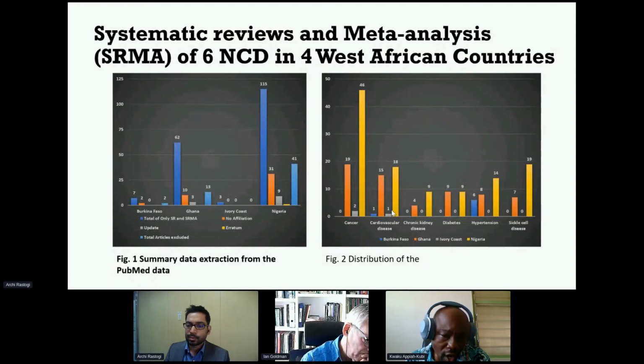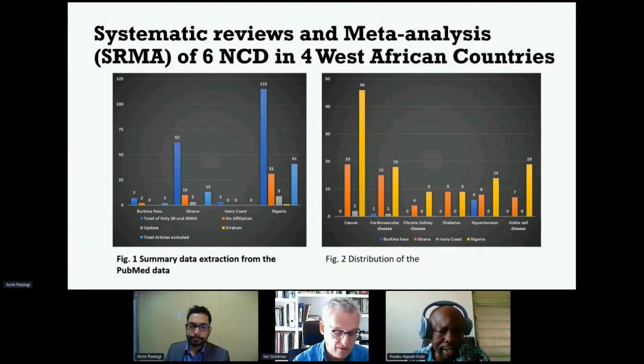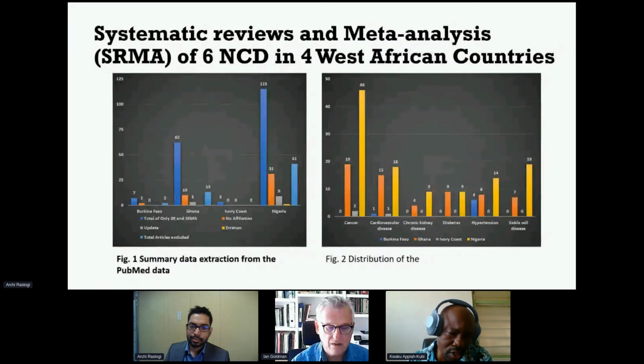So in that order, overall, if you take a careful look at this graphical presentation, you would observe that in virtually all the 6 diseases, Nigeria has done relatively more, followed by Ghana, then Burkina Faso, and lastly, Ivory Coast. This is the situation on the ground as far as publishing systematic reviews and meta-analysis of these 6 non-communicable diseases in West Africa is concerned.